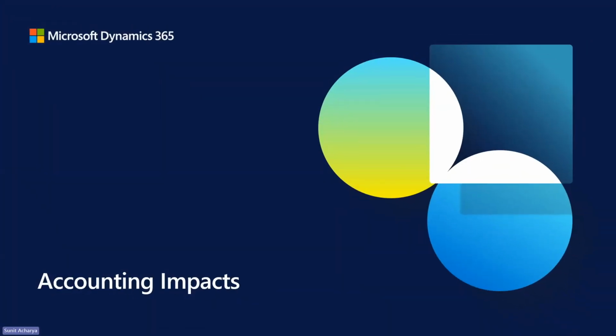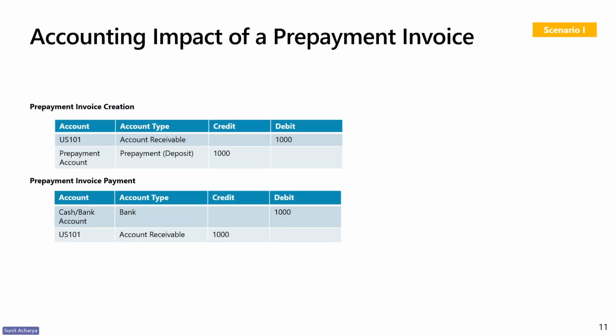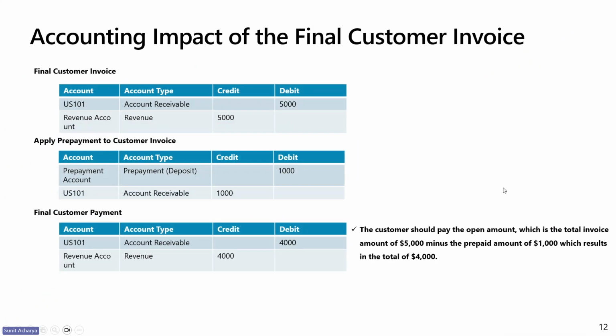So moving on to the accounting impacts of the prepayment invoice, this is how it looks. It's pretty similar to how any other invoice would be, apart from the fact that the account type here would be a prepayment or a deposit account. And this is how the accounting impact of the final customer invoice looks. And as you can see, the customer should pay only the open amount, which is $5,000 minus $1,000, which becomes a total of $4,000.